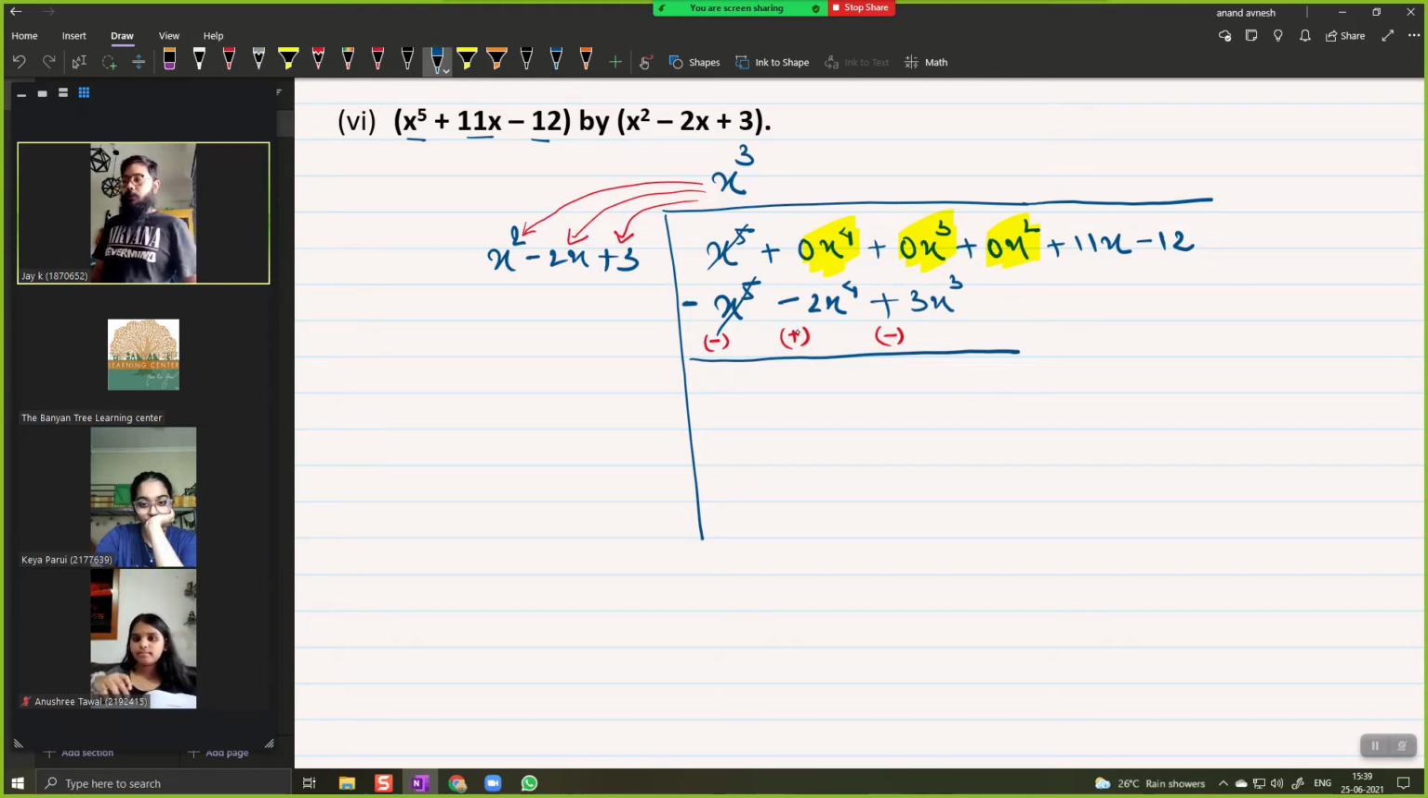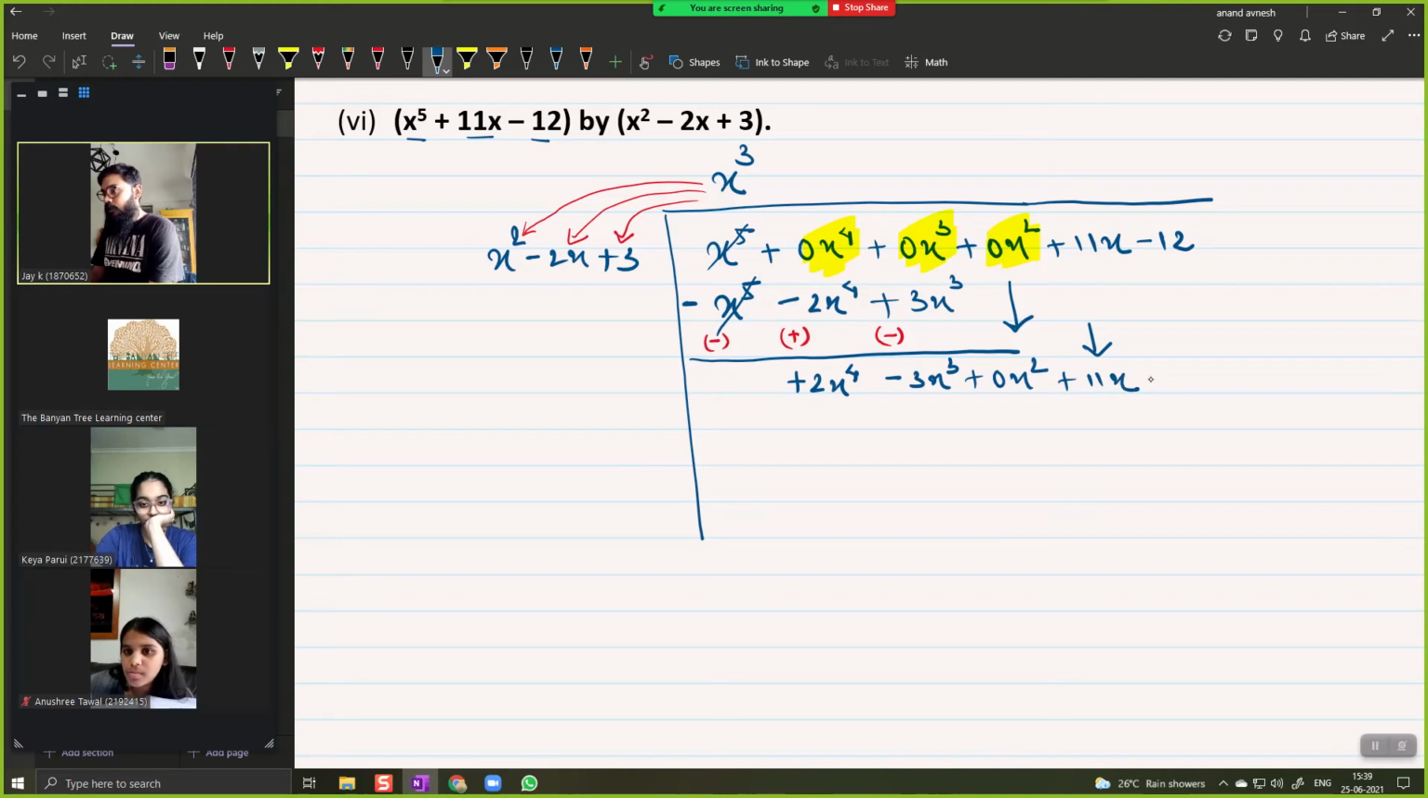0x raised to 4 plus 2x raised to 4, 2x raised to 4. Okay. 0x cube minus 3x cube. So plus 3x cube minus 3x cube. 0 minus anything will be in negative only. Okay. Then this 0x square will come down, plus 0x square. Also this plus 11x will come down, and this minus 12 will come down. Right?